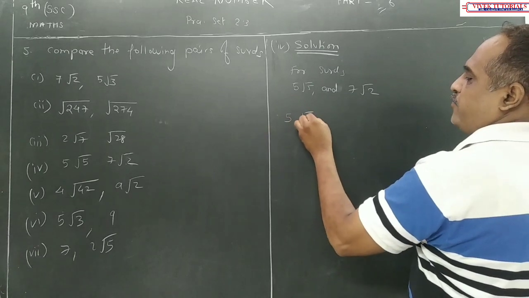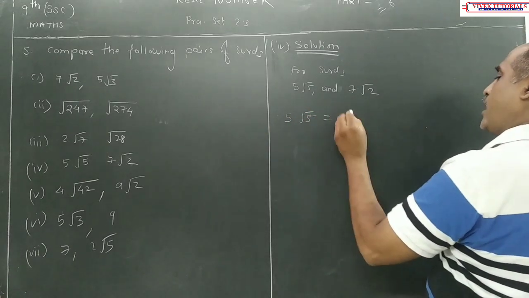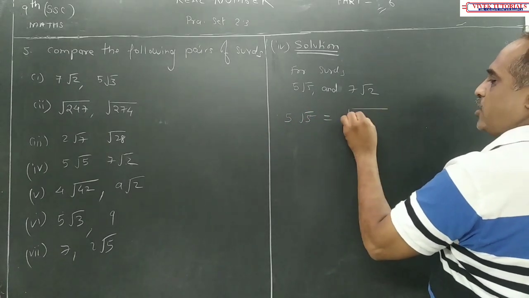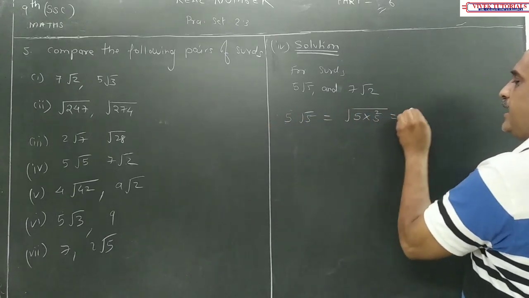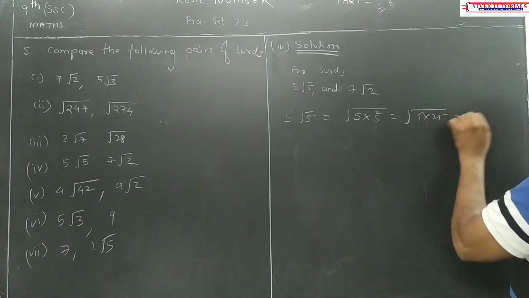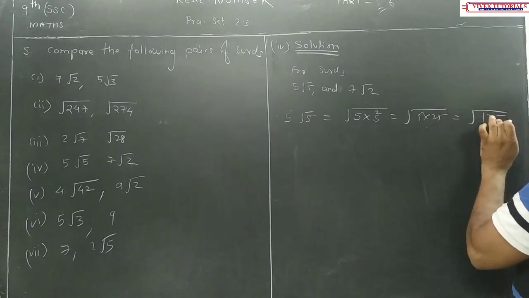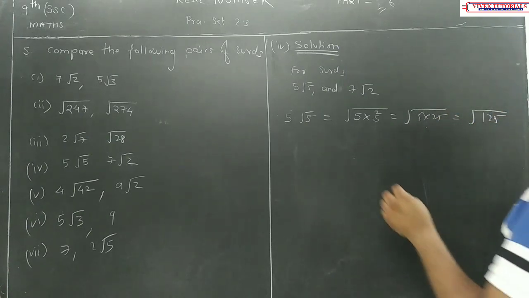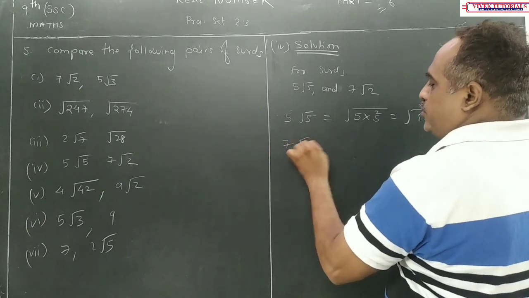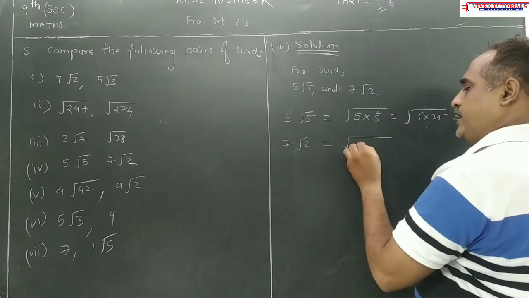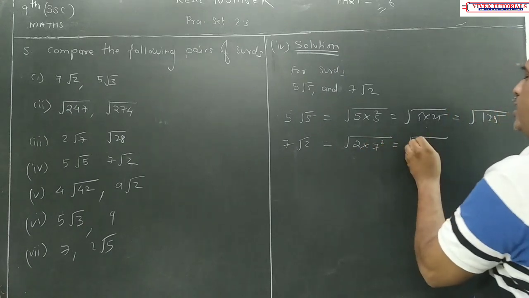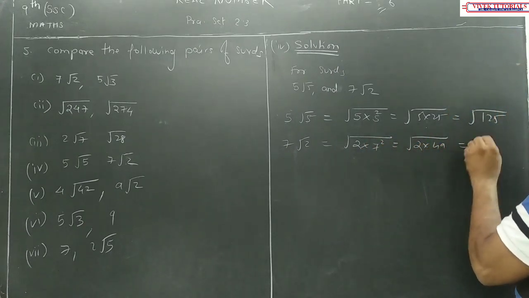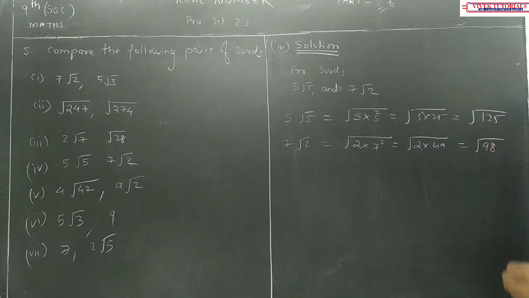So 5 root 5 is a mixed surd. We are going to convert it to simple surd. 5 is already under root. Taking this 5 inside, it becomes 5 square. That is 5 into 25. It becomes 125. And 7 root 2. 2 is already inside. Taking 7 inside, it becomes 7 square. 2 into 49. It becomes 98.